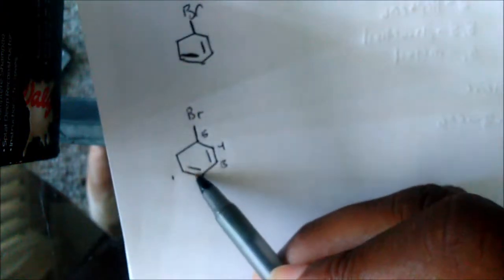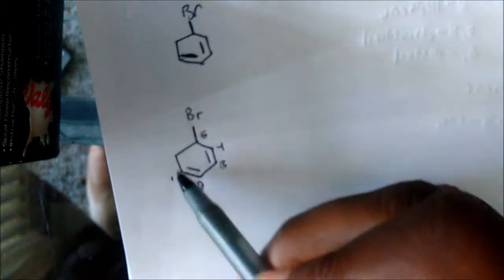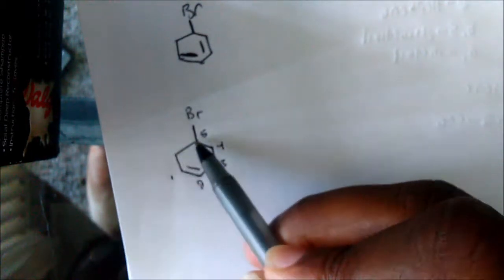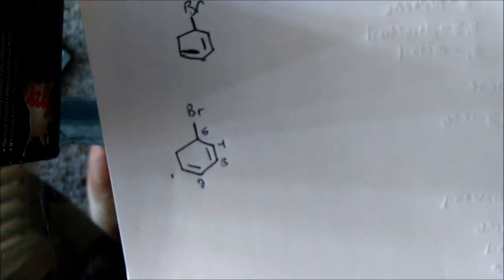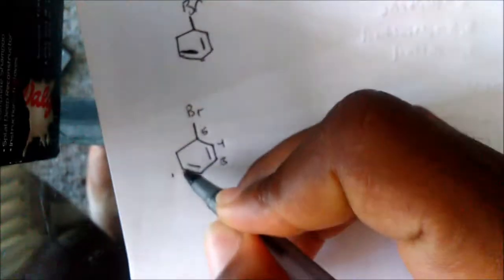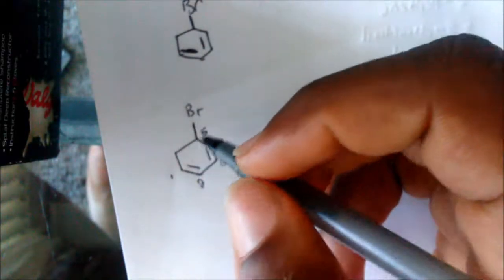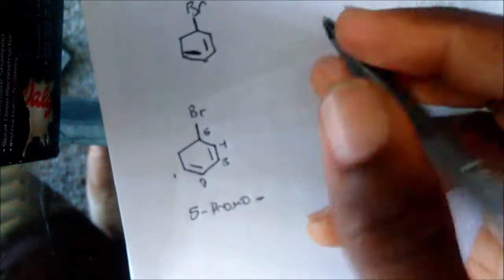Notice I took care of all my carbon-carbon double bonds. I didn't say, okay, this is 1, 2, 3. First of all, going this way would give your double bonds the highest numbers. You want to make sure you take care of all your carbon-carbon double bonds. So this will be 5-bromo, because there's only one substituent on this molecule.